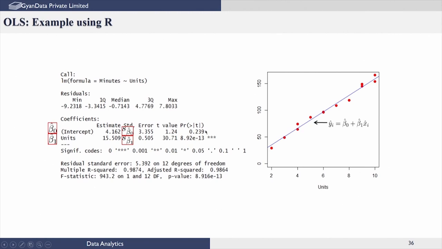Which means if you get a very high value for this, anything greater than 0.01 or 0.05, you should not reject the null hypothesis. On the other hand, if you get a very low value, you should reject the null hypothesis. With greater confidence you can reject the null hypothesis.